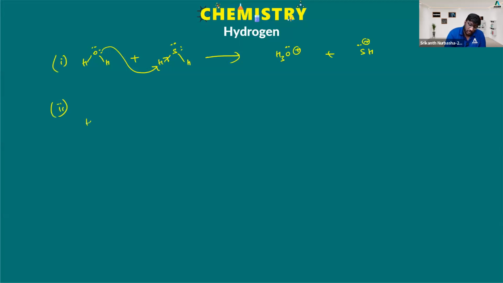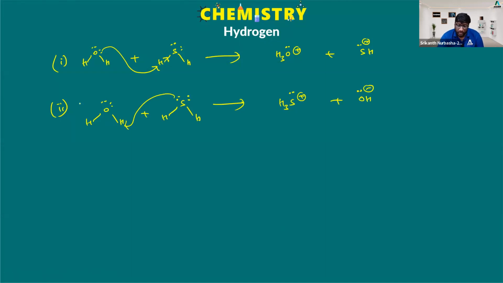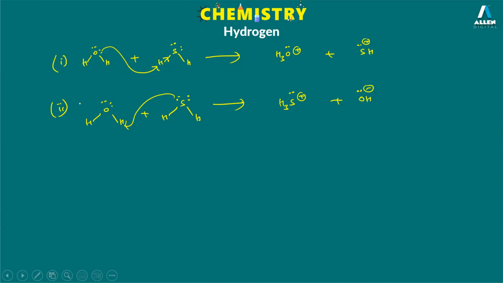Second way of reaction: the lone pair of electrons present on sulfur can easily attack the partial positive charge hydrogen, forming H3S plus and OH minus with one lone pair and negative charge. Out of these two, which one is the correct one? First one. Why not the second one?